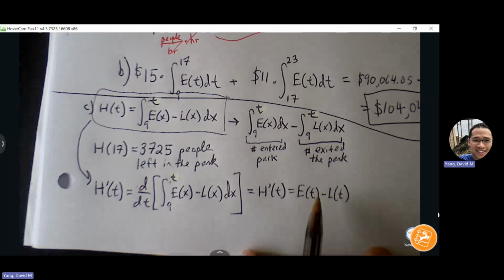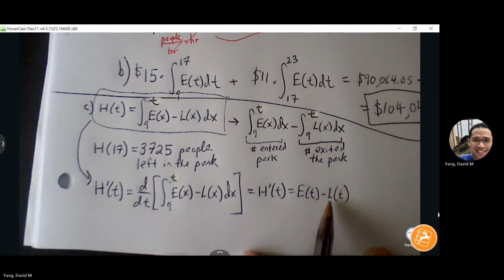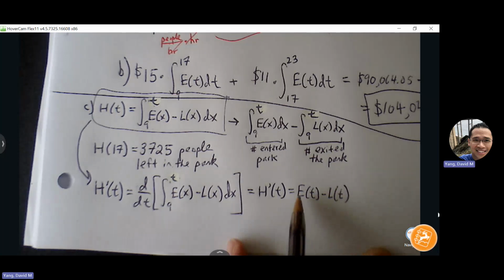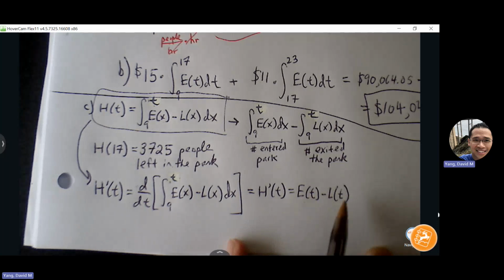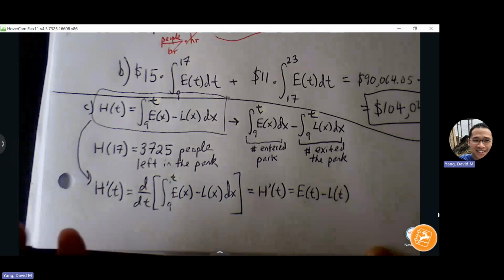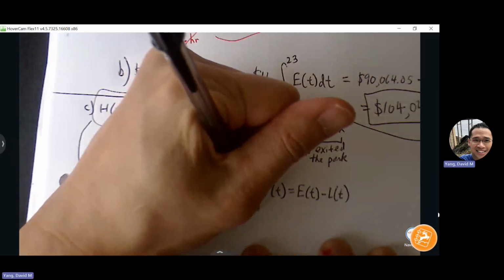So at the beginning of the day, E of t minus L of t is going to be high. Okay? And then at the end of the day, what's going to happen to this number? It's going to be negative, right? There's going to be a low E of t followed by a high L of t, and it's going to be a negative number. Okay, so let's go ahead and do that.